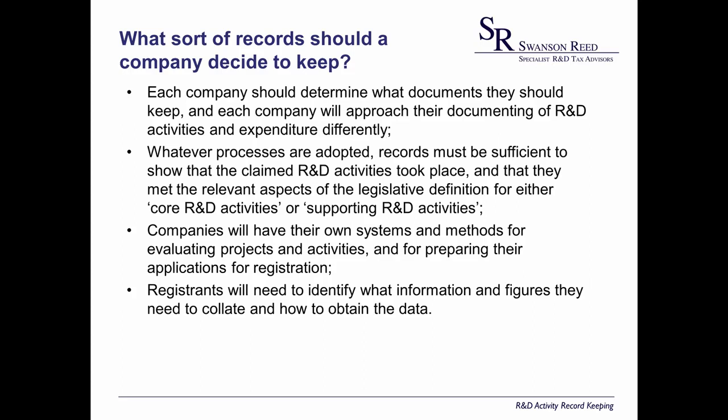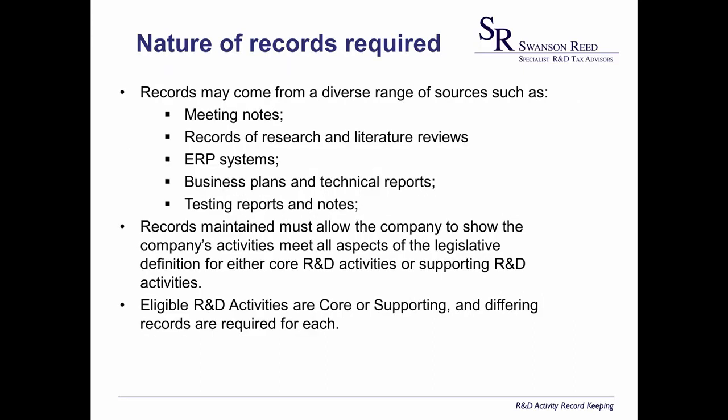As part of the R&D claim collation process, companies will need to identify what information and what figures they need to collate and how to obtain this data from their records. Sourcing records for the R&D claim may come from a diverse range of sources, such as the following: meeting notes, records of research and literature reviews, ERP systems, business plans and technical reports, as well as testing reports and notes.